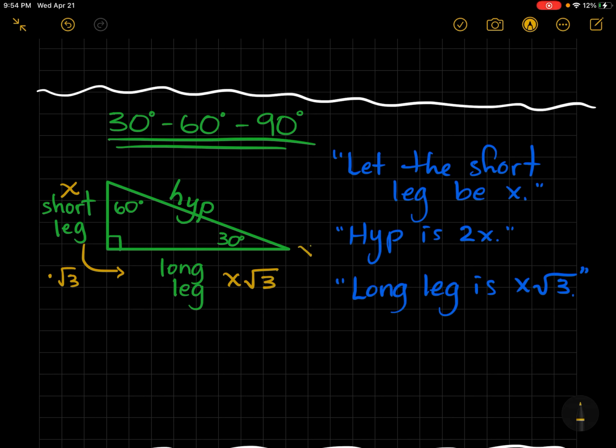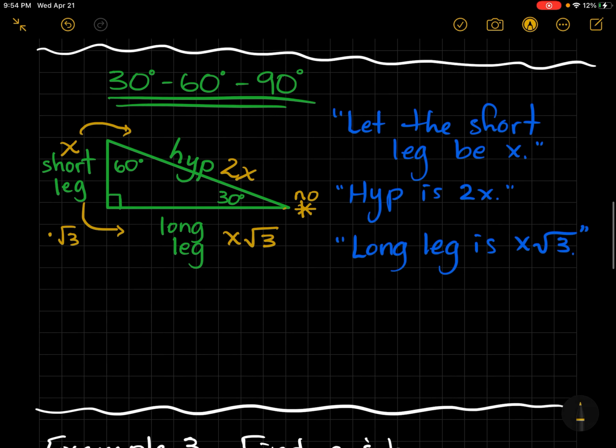Never go around this sharp point. No. Don't go that way. Always go this way. This is sharp. It'll cut you. So to get the hypotenuse, all you do is multiply the short leg by 2. So the hypotenuse is twice the short leg.